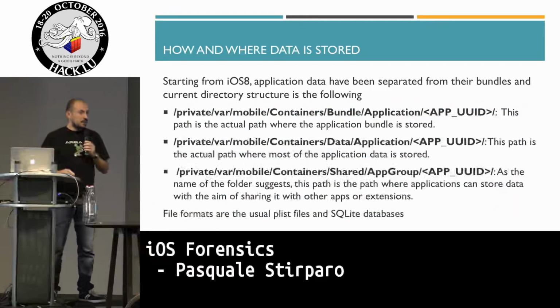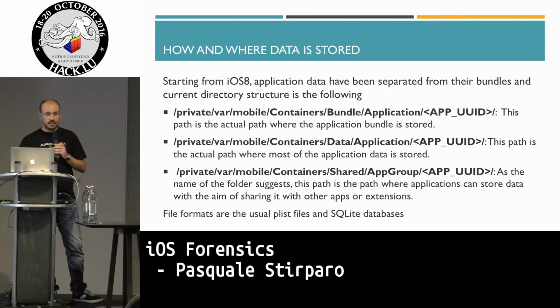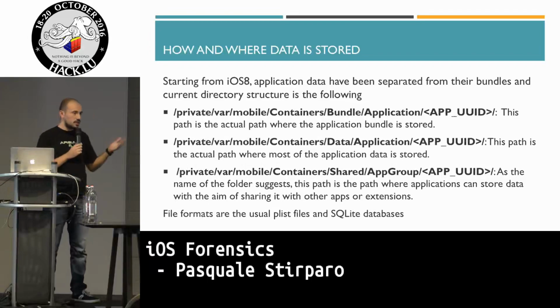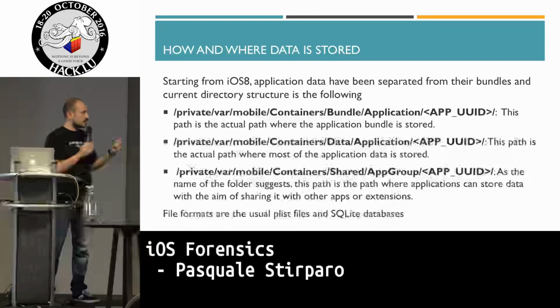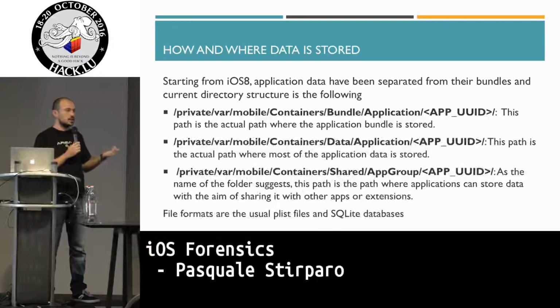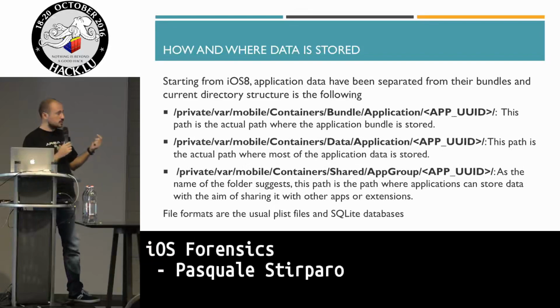So, a bit of quick background information that is needed. When you manage to have full access to the device and you want to know where the data are: since iOS 8, Apple has decoupled the location of the application bundles from the data. So now we get a bundle folder, which contains the bundle, then a data folder where most applications store their data, and a shared app group folder, which, as the name suggests, is where applications store data that they want to share or use to interact with other applications. So it's very important not to forget about this last folder.